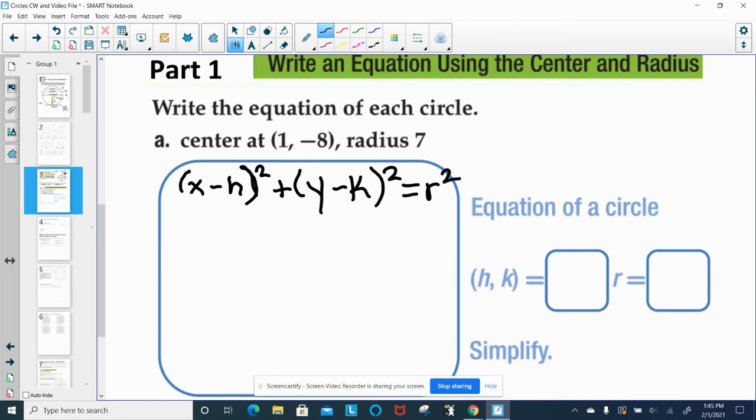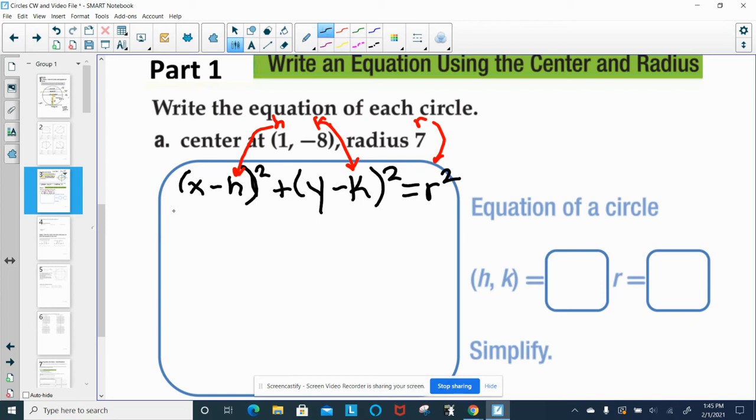And I'm going to label what I know. So this radius of 7, that is my R. That's going to go here. We're going to substitute. The center point has an H and it has a K. So we're going to be substituting 3 pieces of information into our standard form.